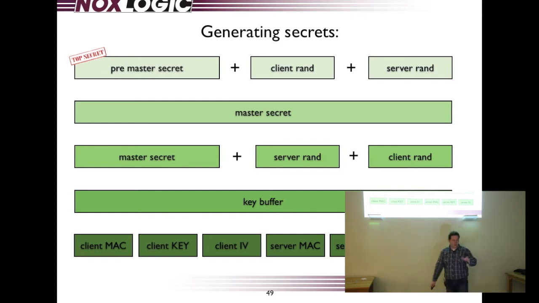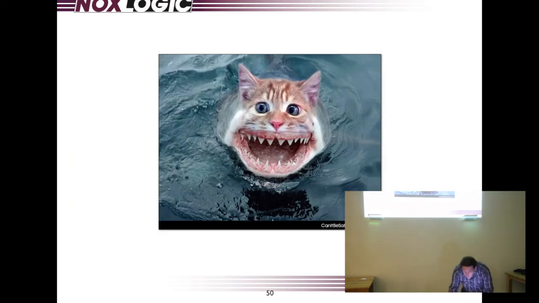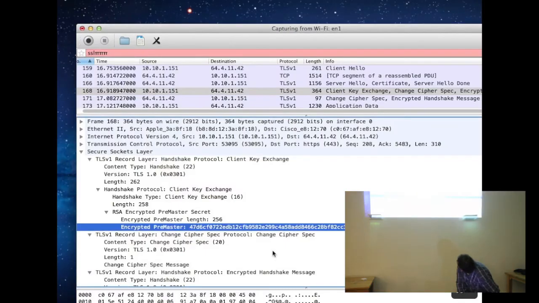So that's how it works. So you got 6 different numbers that are really, really important. That's all generated from these 3 sources. Okay. That's pretty much what happens on the client key exchange.